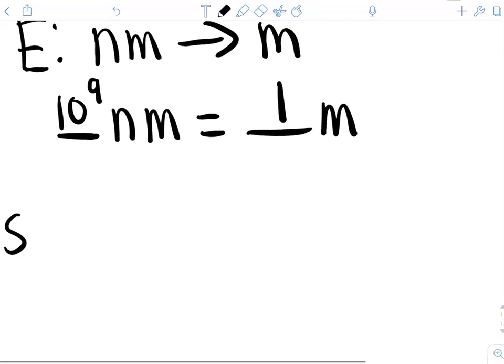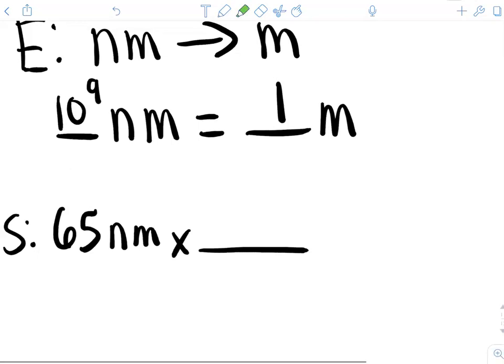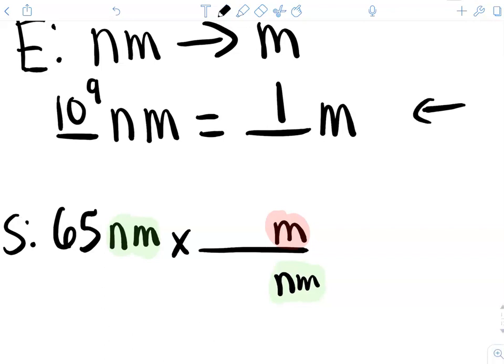And now we're going to solve. So we start out with our given, which was 65 nanometers. If we have nanometers on the top, then what unit has to go on the bottom? The nanometers. And then the thing we're trying to get to, which in this case is meters, is going to go on the top. And then we plug in from our relationship. So the 1 was with the meter in the relationship. It's still with it in the fraction. 10 to the 9th was with nanometers. It's still with it in the fraction.